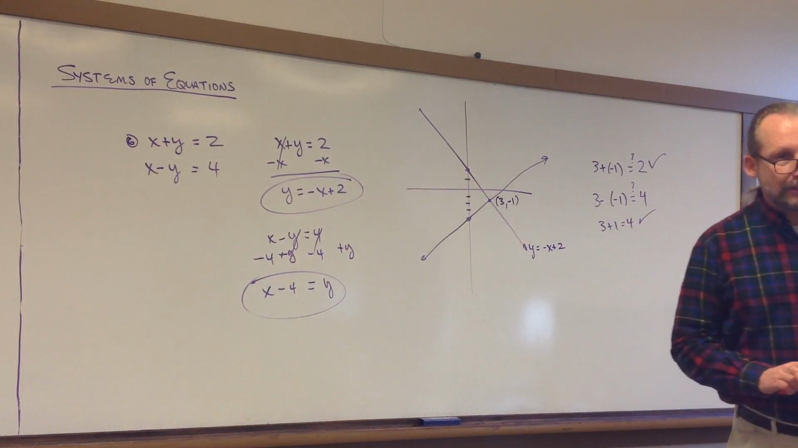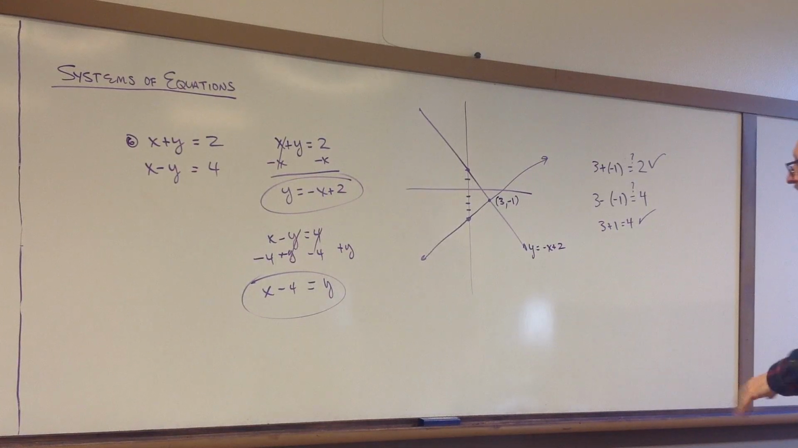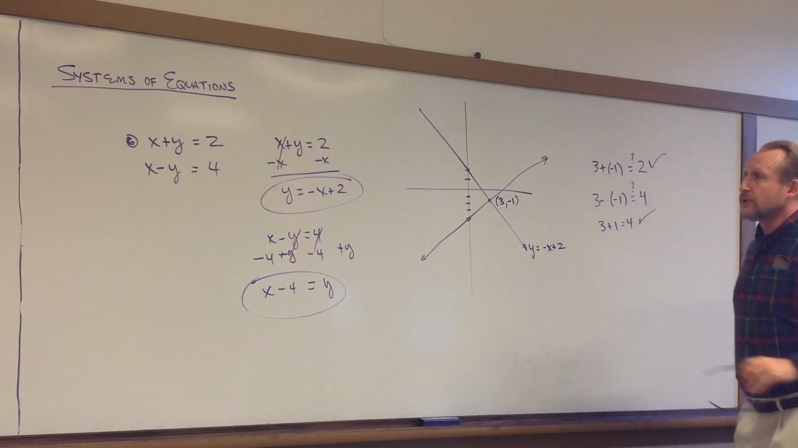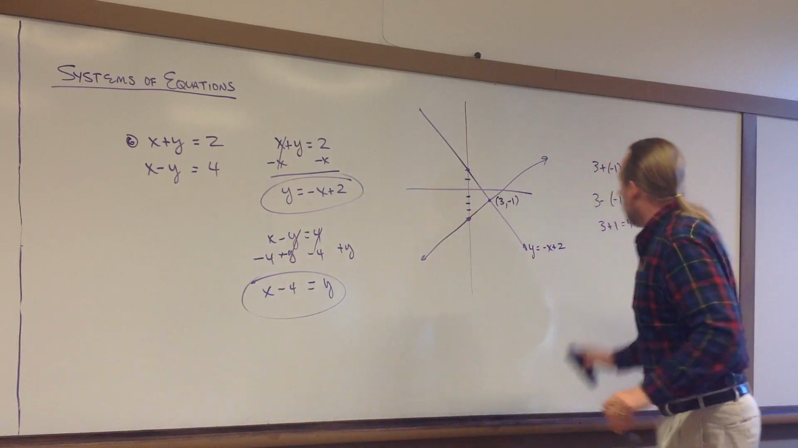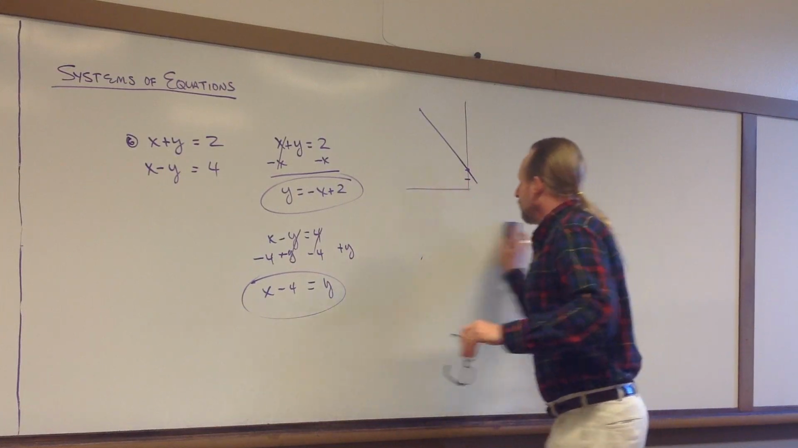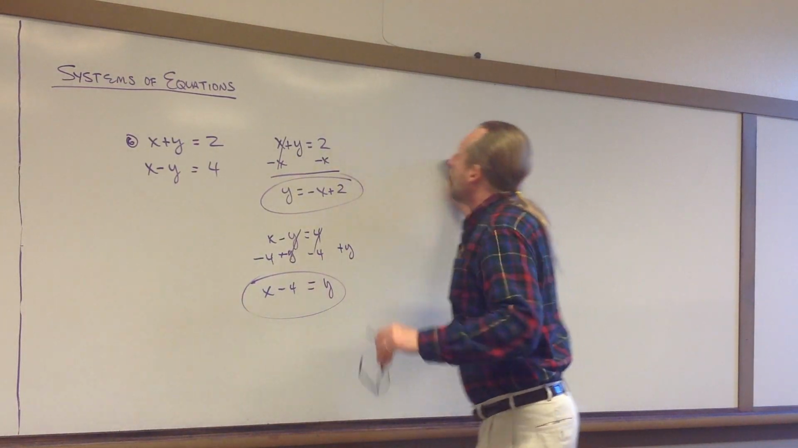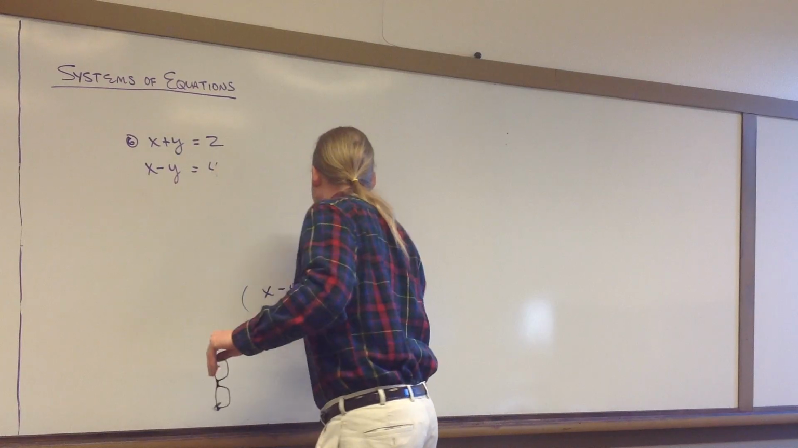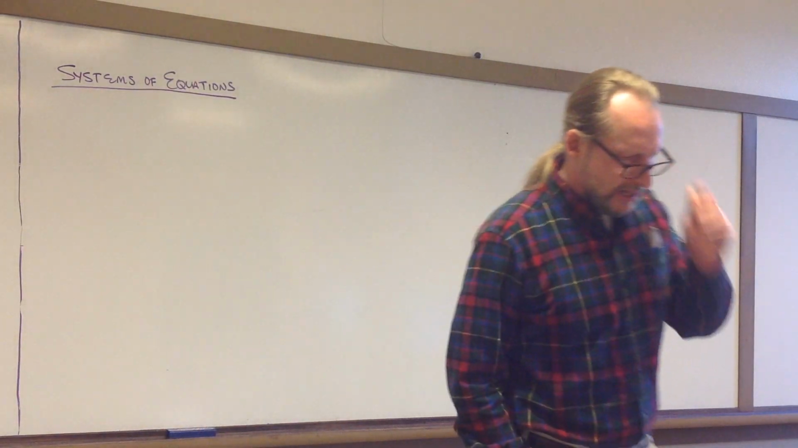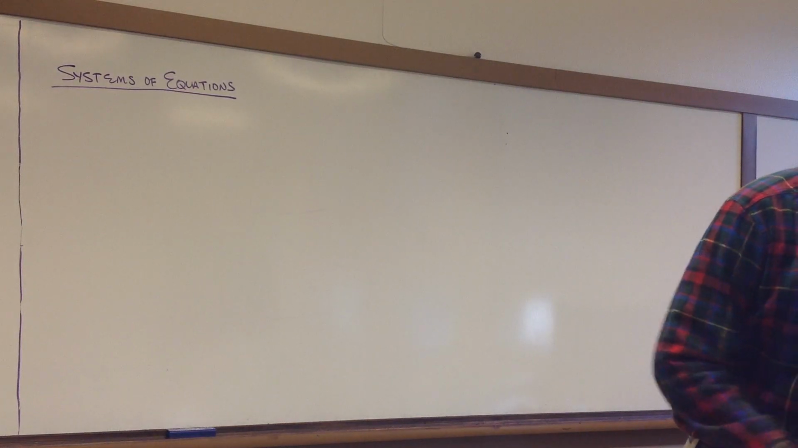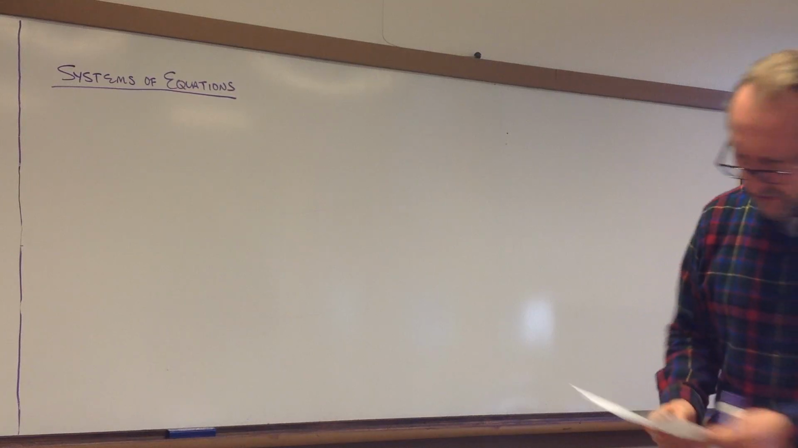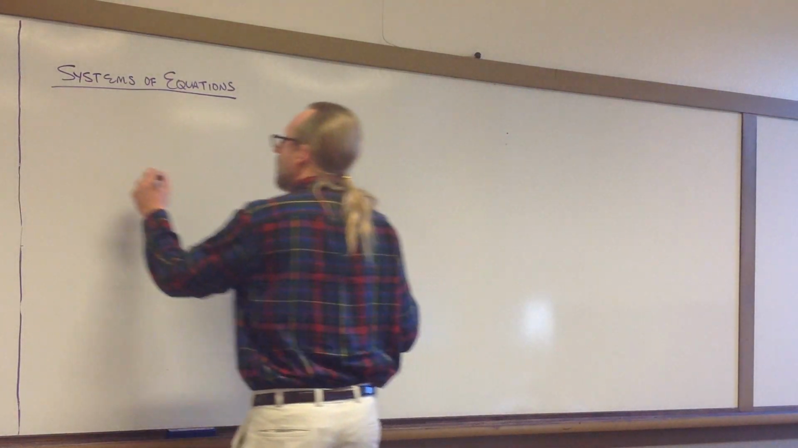So that's the idea with these. We want to graph them on a grid and then find the point of intersection, and that will be the solution to this system. All right, so let's work through a few more of these. I've got paper graphs for them so that you can see the intersection point and what the coordinates of that intersection point are. Let's go and do number 10.